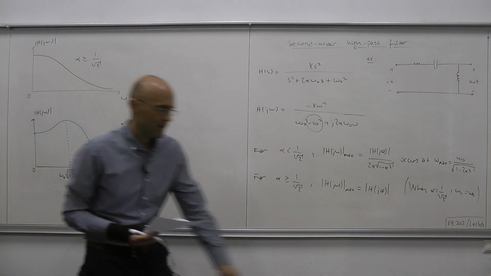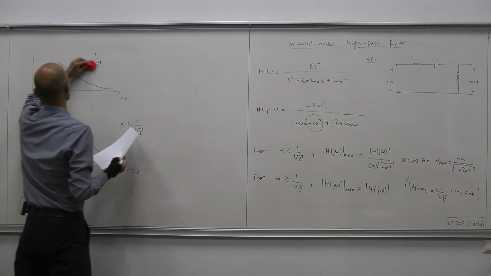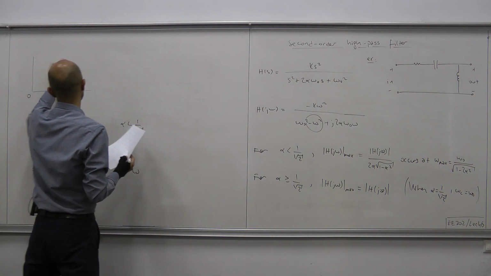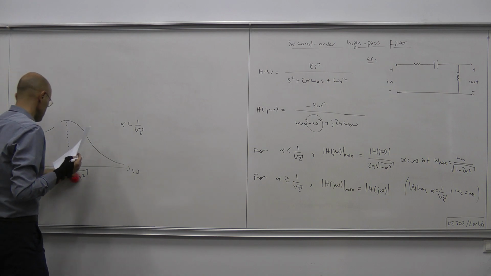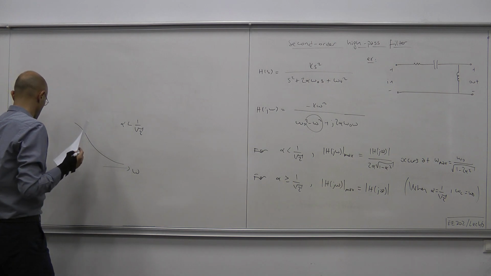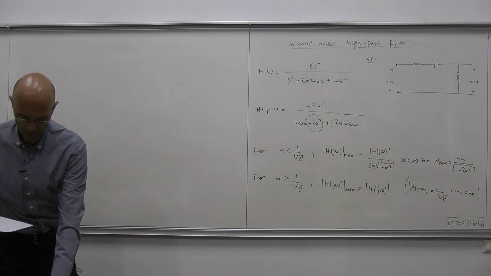Now, as for the rough sketches of the gain function for the second order high pass filter, we have the following plots.